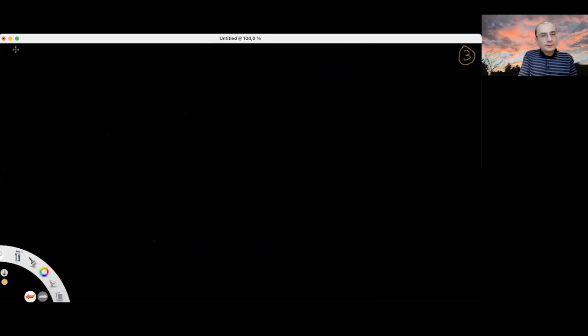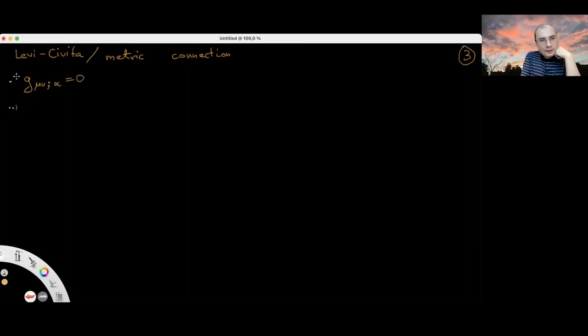Okay, so, Levi-Civita or metric connection. The assumptions we have made are the following. One, we assume that the covariant derivative of the metric tensor is equal to zero. And two, that the connection itself is symmetric. It's fairly easy to show that if it is symmetric in one coordinate system, it is symmetric in all coordinate systems from the transformation law we have derived just a minute ago. But we'll not do it here.